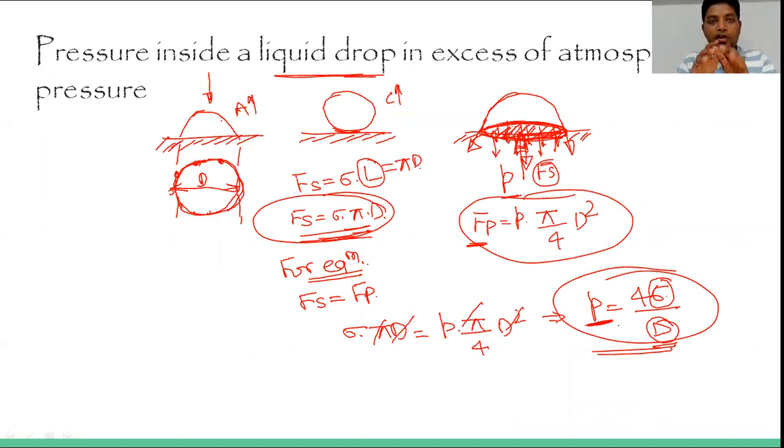Okay, and if we are talking about the bubble, then the bubble is completely a sphere. So if there is a sphere, then a similar kind of droplet will be on the bottom side. Now the pressure force will be in this direction and the surface tension will be in this direction.